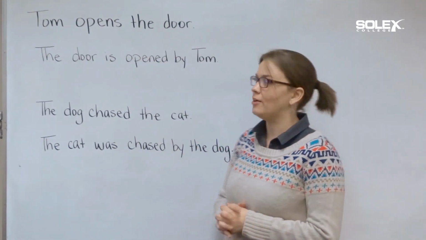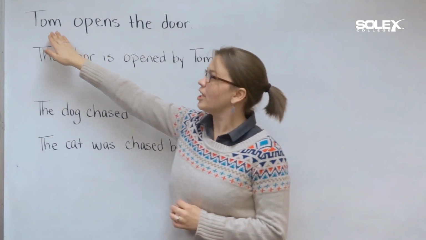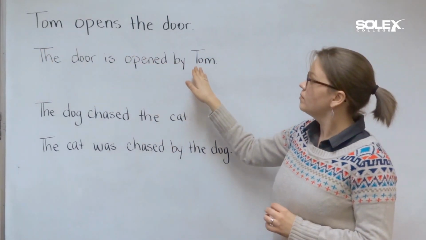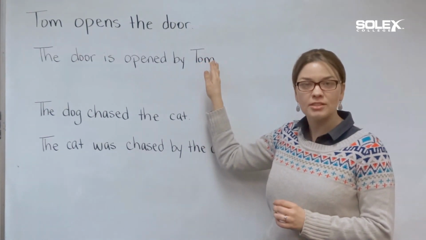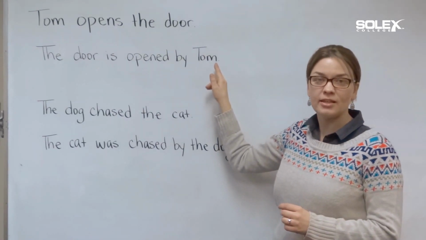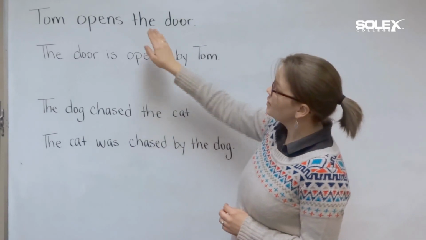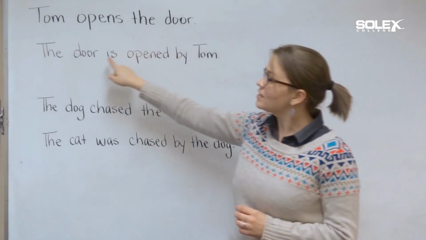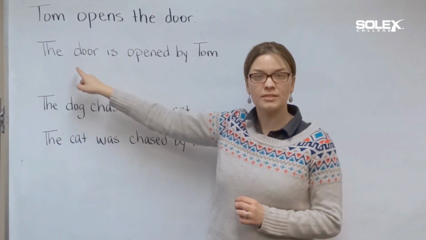Well, let's break this down. In the active voice, our subject, Tom, has now become, in the passive voice, what is known as the agent. The agent is always preceded by the word by. In the active voice, our object, the door, becomes the subject of our sentence in the passive voice.